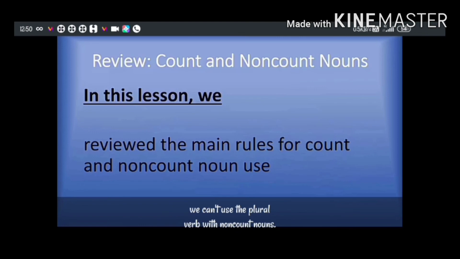In this lesson, we reviewed the main rules for count and non-count noun use.